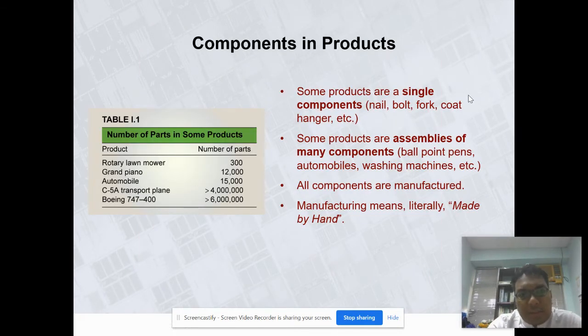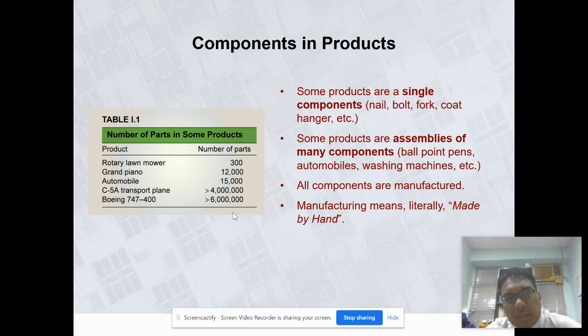So let's see the components of products, the parts in each product. For example, in the table here, a rotary lawnmower has only 300 parts in that product, up to the Boeing 747 aeroplane, which has more than 6 million parts. We call the aeroplane a product.